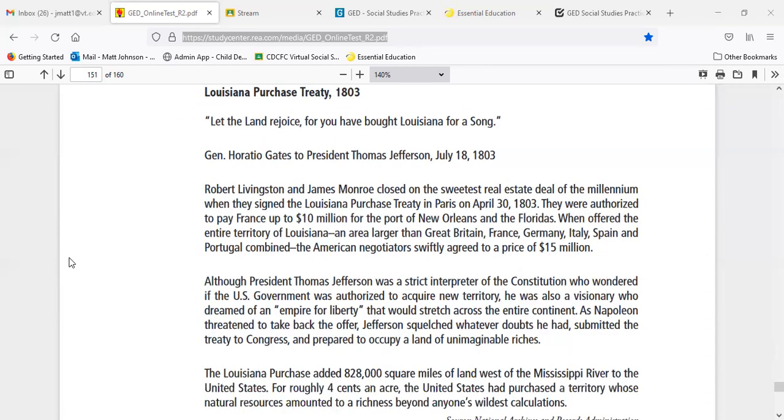And although President Thomas Jefferson was a strict interpreter of the Constitution who wondered if the U.S. government was authorized to acquire new territory, he was also a visionary who dreamed of an empire for liberty that would stretch across the entire continent. As Napoleon threatened to take back the offer, Jefferson squelched whatever doubts he had, submitted the treaty to Congress, and prepared to occupy a land of unimaginable riches.